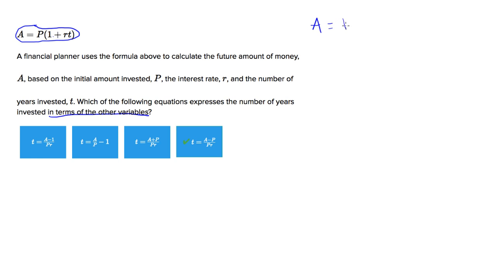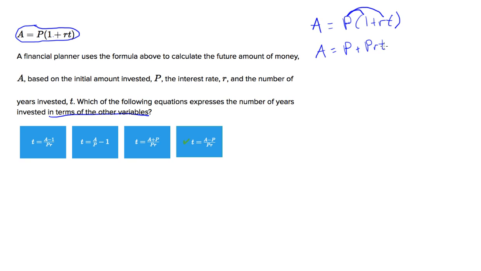If we start with this equation, A equals P times (1 plus r times t), and we want to solve this for t, given that the t is inside the parentheses, there's no real easy, quick one-step way to do this. So what we're actually going to do is distribute this P into the parentheses, which gives us a new equation of A equals P plus P times r times t.